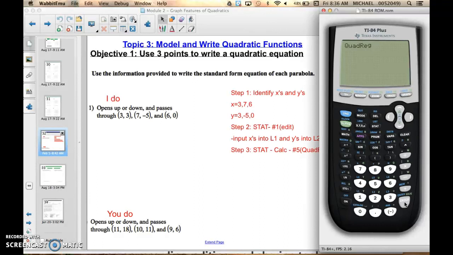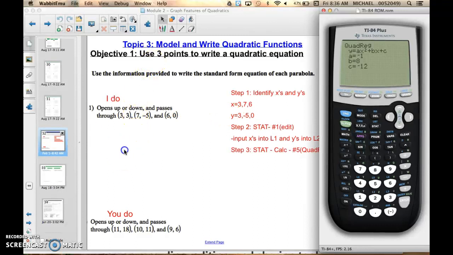So it's going to run a quadratic regression, meaning it's going to find the line of best fit through these 3 points. So in this case, if you see, it says y equals ax squared plus bx plus c. My a is -1, my b is 8, and my c is -12.